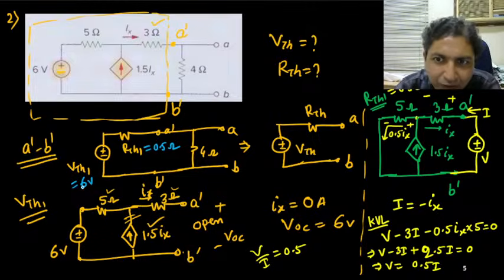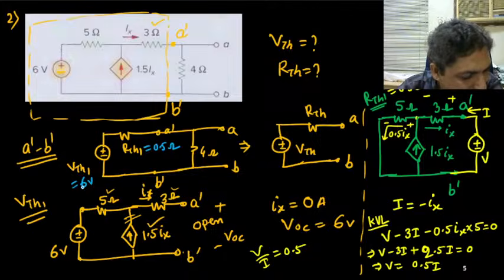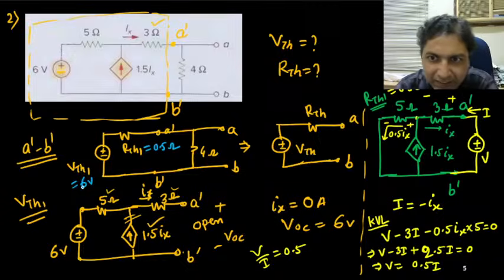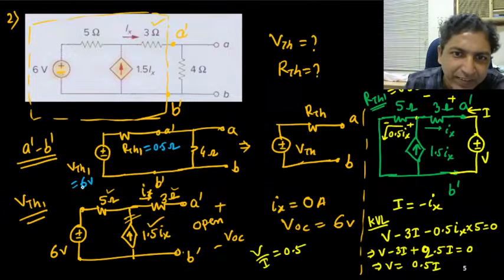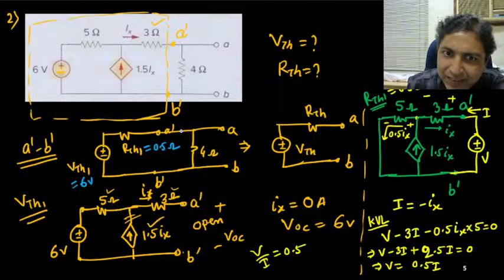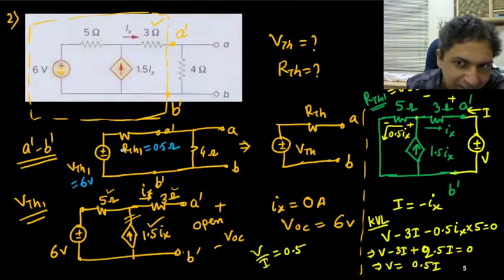Now can you find out exact VTH and RTH? It is a very simple circuit: one voltage source, one resistance and one resistance here. So it's a potential divider circuit.